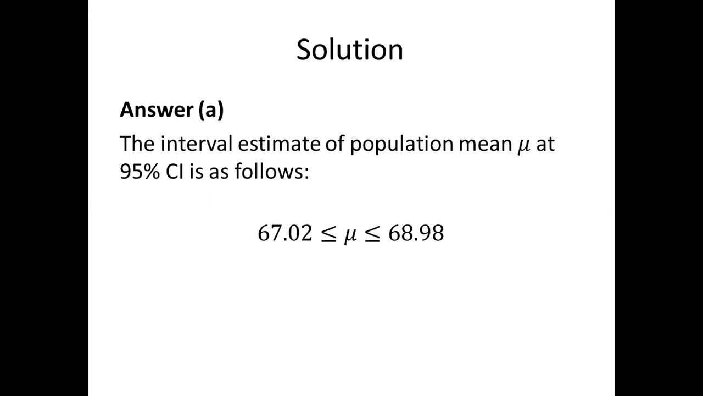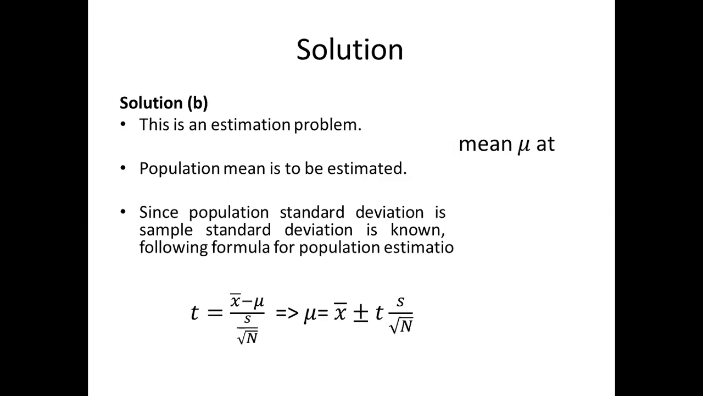So what do we mean by this? We mean that in this interval, we are 95% confident that the population mean exists. Or to put it in this way, if 100 samples had been taken, then 95 of them would show a mean value within this interval, which is 67.02 to 68.98. So this is the interpretation of this interval estimate, or 95% confidence interval estimate, for this particular problem.